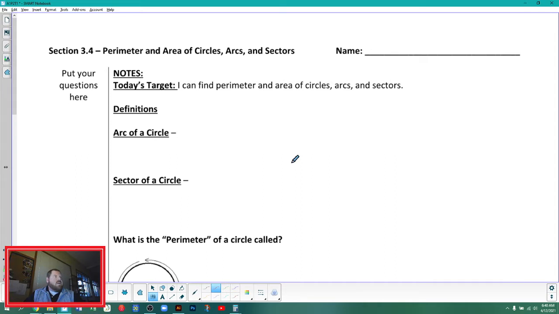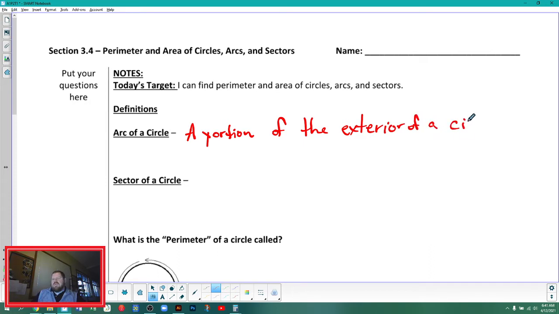So now I hope we don't need a definition of a circle. I'm going to go ahead and assume that we're good there. But let's look at a couple other definitions. So an arc of a circle is, we're going to say, a portion of the exterior of a circle. Or maybe you might call it the boundary, a portion of the boundary of a circle.